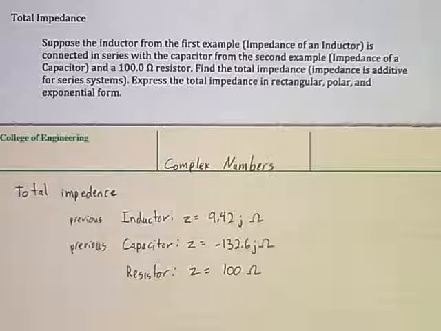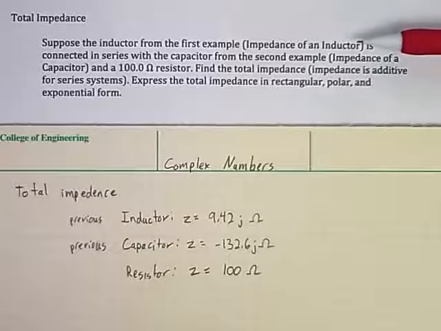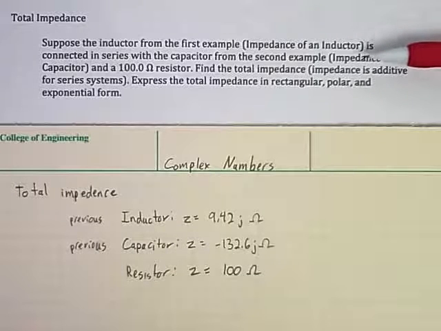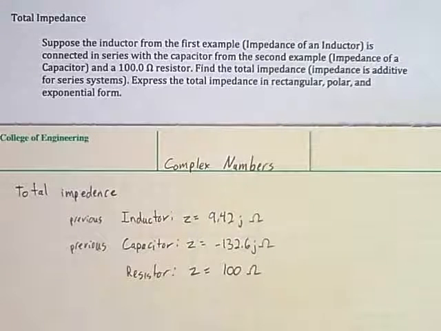Okay, so our next example with complex numbers is getting total impedance. It says, assume that we've got the inductor from the first example, impedance of an inductor, connected in series with the capacitor from the second example, impedance of a capacitor, and a 100 ohm resistor. Find the total impedance, and a reminder that impedance is additive for series systems, and express the total in rectangular, polar, and exponential form.